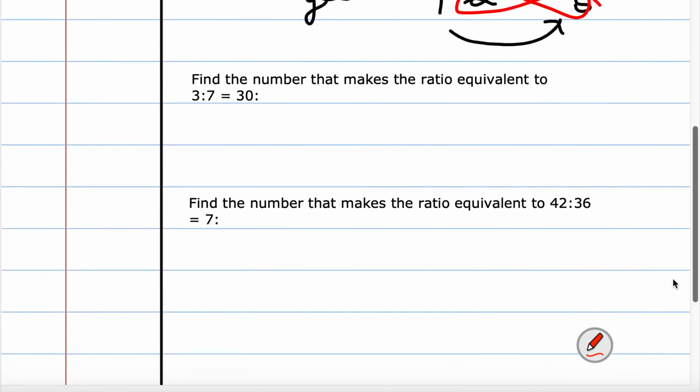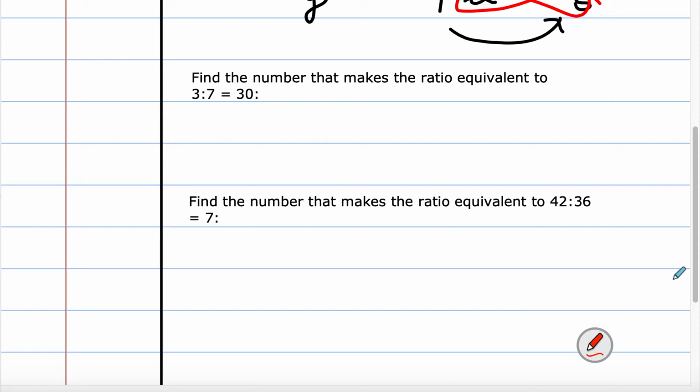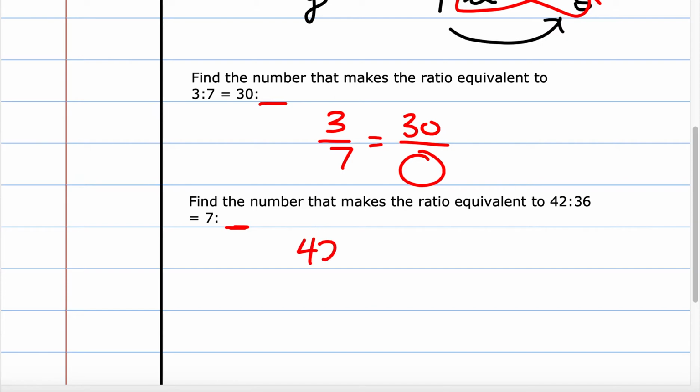All right, let's go ahead and do these last two. Now this time you're filling in the missing number. You're filling in this number and filling in this number. So 3 is to 7 as 30 is to something, or 42 is to 36 as 7 is to something. Go ahead and fill in the missing number.